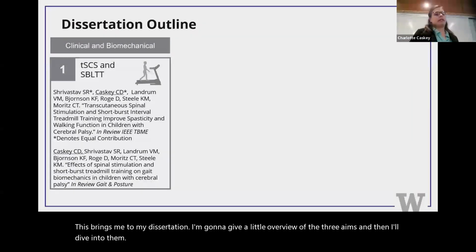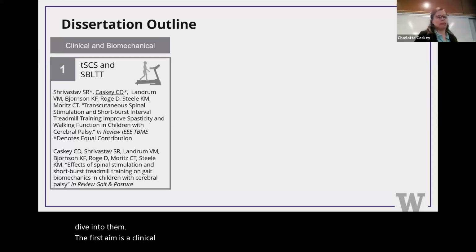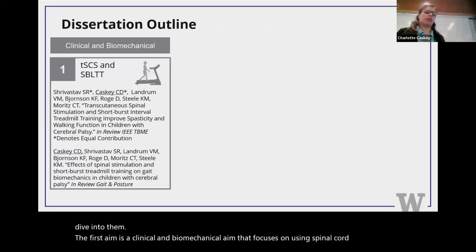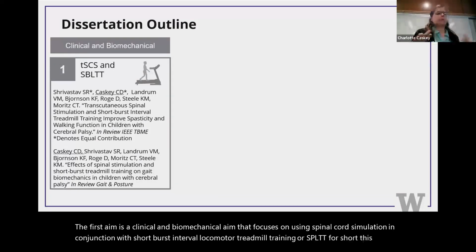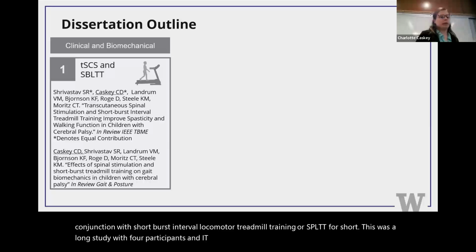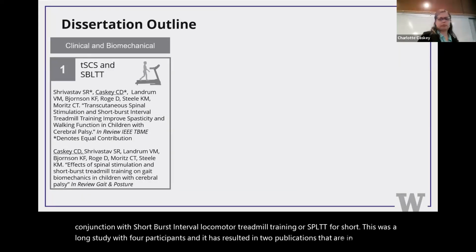The first aim is a clinical and biomechanical aim that focuses on using spinal cord stimulation in conjunction with short burst interval locomotor treadmill training, or SBLTT for short. This was a long study with 4 participants, and it has resulted in 2 publications that are in review.